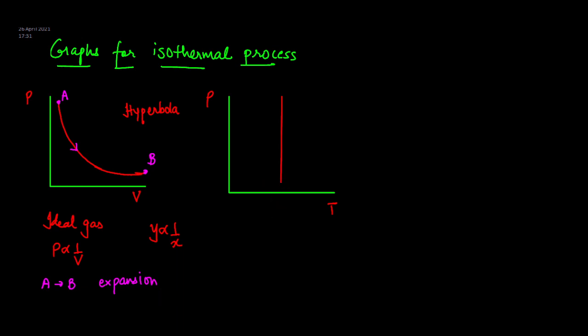Now where is A, where is B? So we will compare both situations. Here we have decreasing pressure as we go from A to B. So A will come here, B will come here. I hope that is absolutely clear. As we go from A to B, the pressure is decreasing. I am matching this graph and this graph, so that you will understand how graphs change from one to the other.